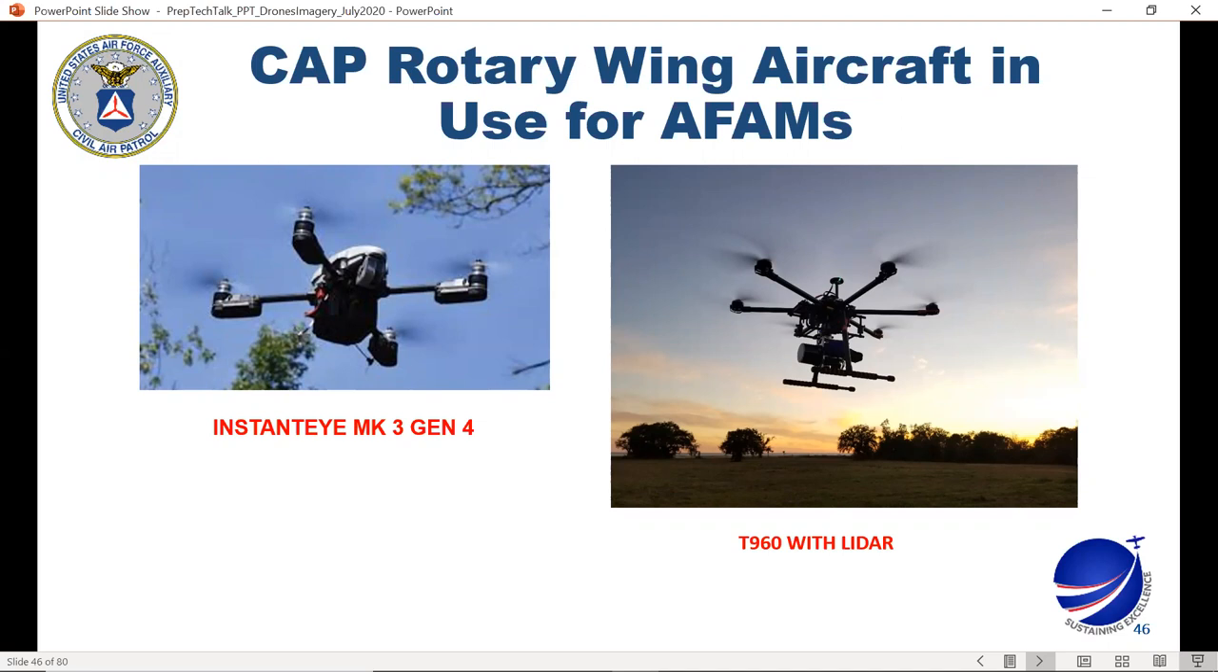And then over on the right-hand side is a T960 hexcopter. It's a fairly large hexcopter, and in this case, it's equipped with a LiDAR sensor that we used in Puerto Rico that I'll talk about here in just a moment. Next slide, please.